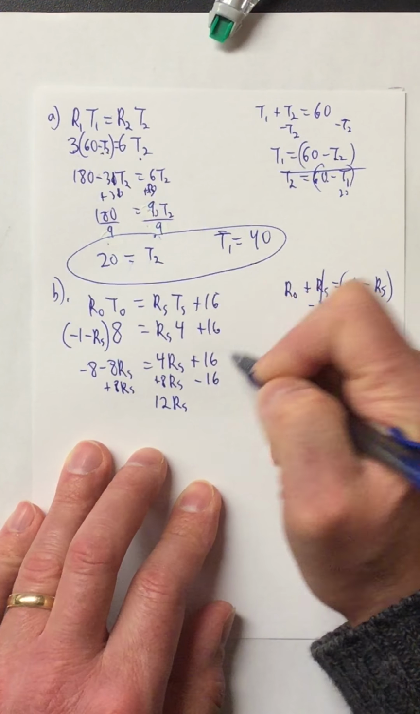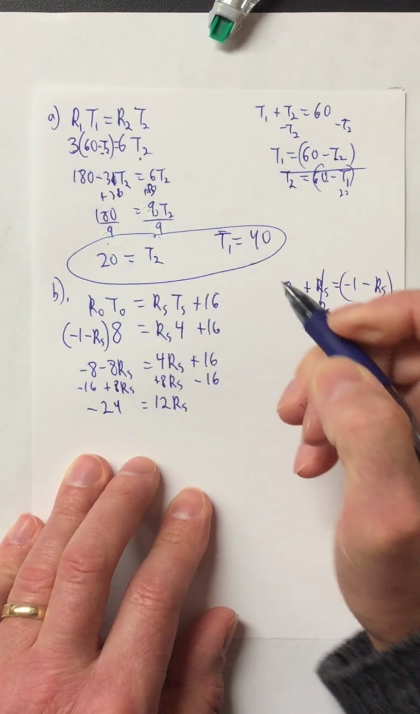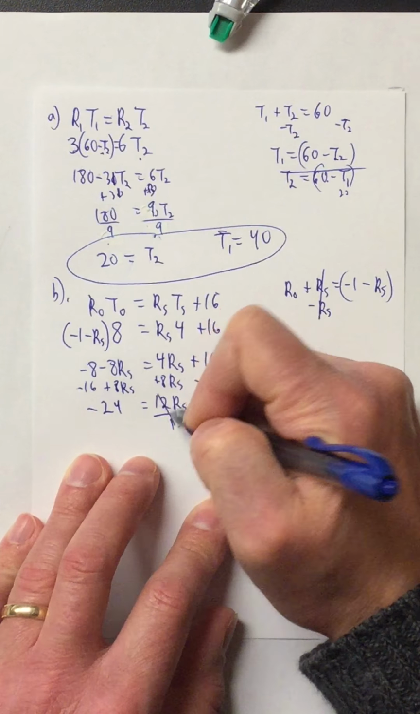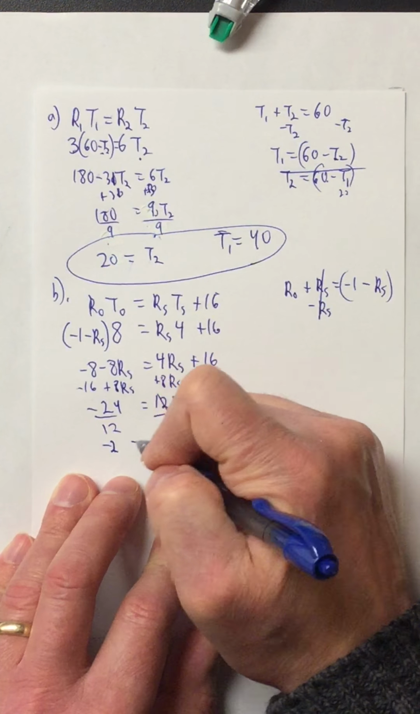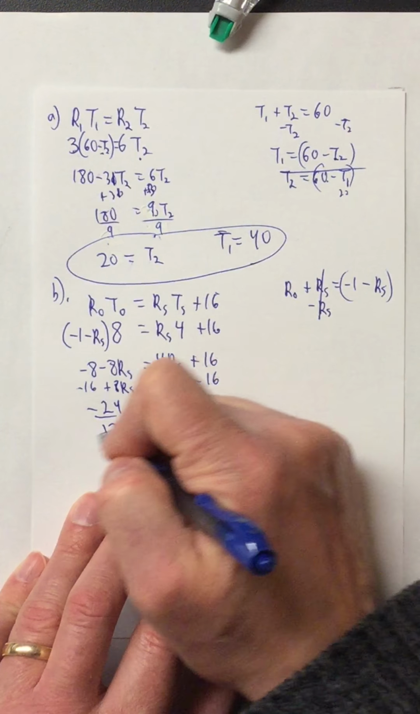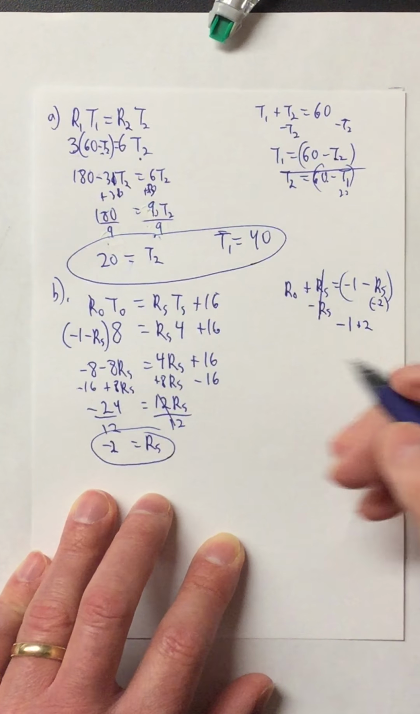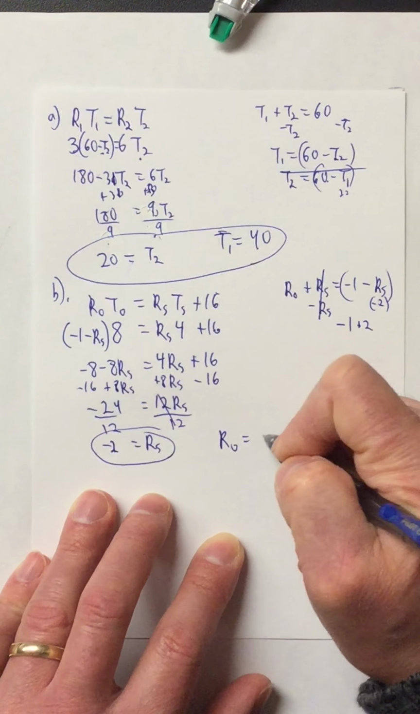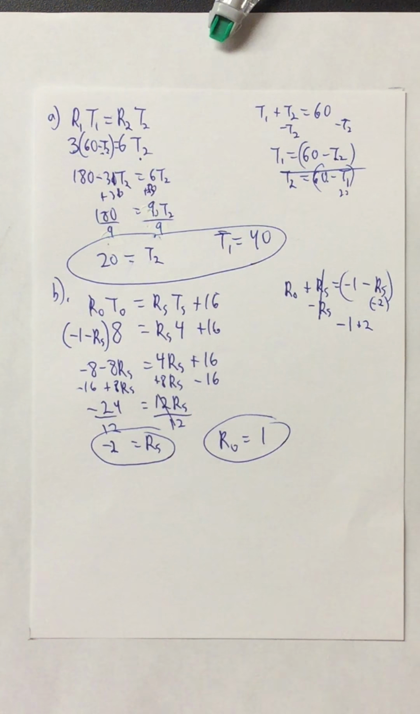Let's get this onto the other side. So subtract 16 from both sides. So I get a negative 24. Divide by 12 to get that by itself. 12 goes in there 2 times. So my RS value is equal to negative 2. Come back over here. If I plug in a negative 2 there, that's negative 1, and then 2 negatives plus 2, so negative 1 plus 2 looks like my RO is equal to a positive 1. And that is the answer to practice problem B.